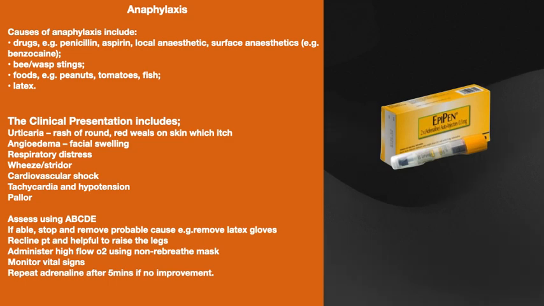Cardiovascular: shock, tachycardia and hypotension, pallor. Assess the patient following the ABCDE approach. If able, stop or remove the probable cause of the anaphylaxis, for example, remove latex gloves. Recline the patient into a position of comfort, the supine position. If the patient is in shock, it will be helpful to raise his legs.